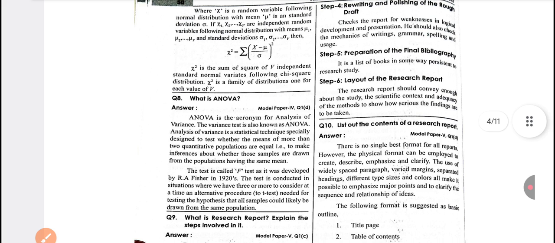So in this ANOVA, whatever the populations are there, whatever the relationships are there between the two variables, it will find out the various relationships between the two variables. In this, you will have one-way ANOVA, two-way ANOVA also. That's it, more than enough.